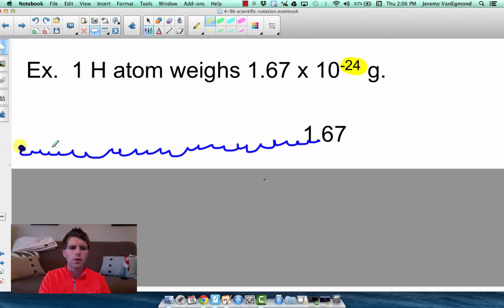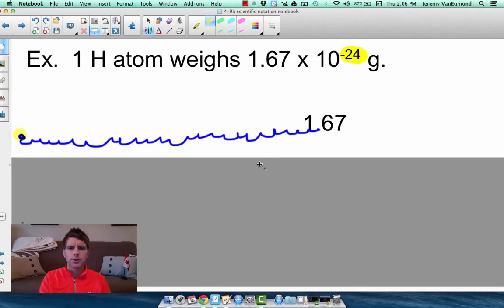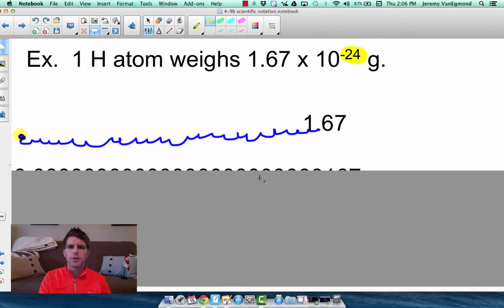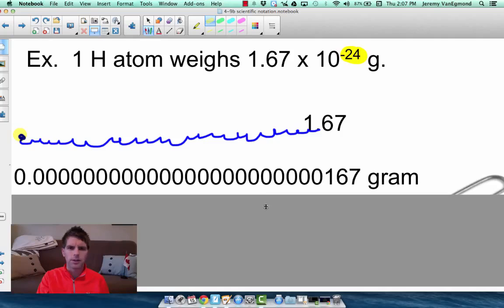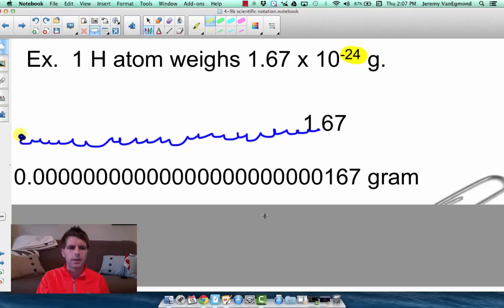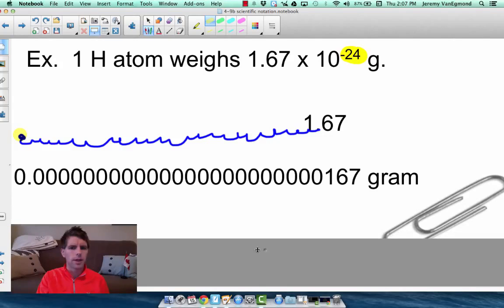And of course, in all of these spots that I've just created, you're going to put zeros. So this number in standard notation will be represented like this. And of course, this is a very small part of a gram, immeasurable pretty much, unless you have high-tech equipment. That's how much one hydrogen atom, which makes up water and so many other things, weighs. It makes up about that much of a gram.